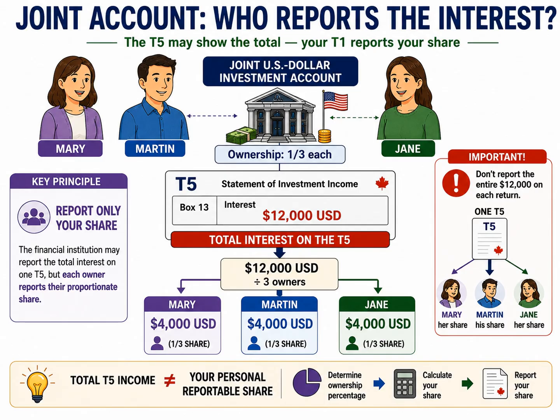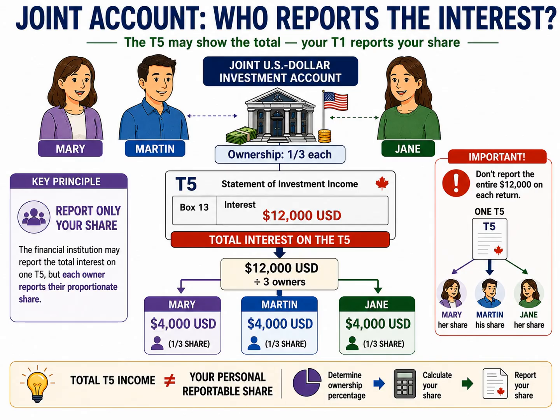The T5 shows the total interest of $12,000 in box 13. But that $12,000 is the total for the joint investment. It is not automatically the amount that each person reports on their individual tax return.